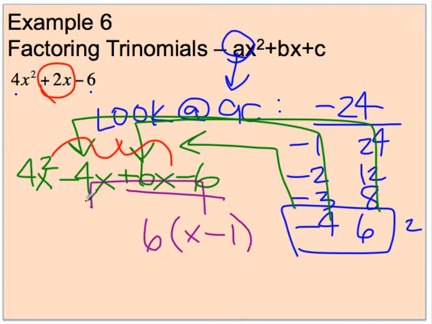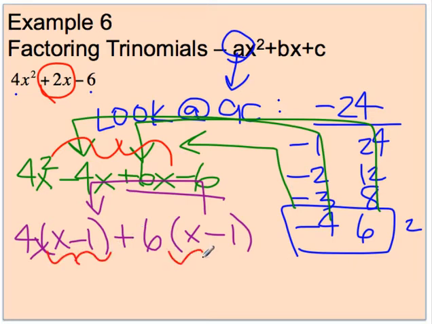We take this x minus 1 and move it to the front. In order to do that, we're going to have to factor out a 4x here. Now we just have to determine the sign. And in this case, it's going to be a plus sign. We take our common binomial factor out, the x minus 1. And by taking those out, you can see the leftover portion is 4x plus 6.